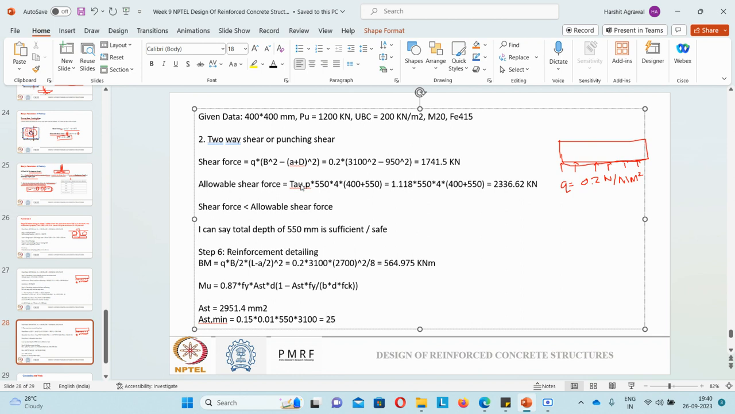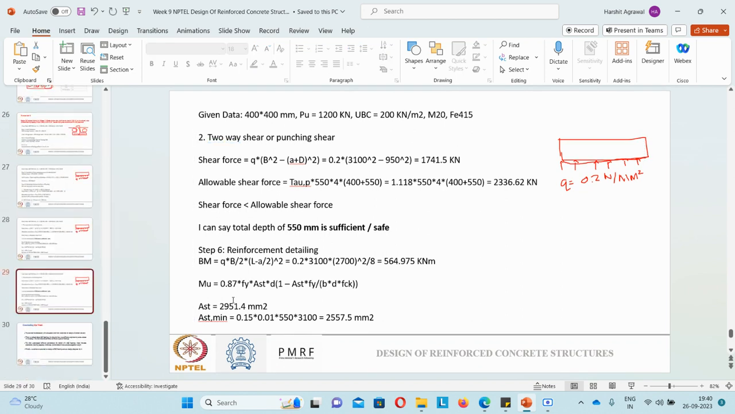So it will come out to be 557.5 millimeters square. Since my AST is more than AST minimum, I can say that my depth is sufficient. Okay, so we are safe. So this total depth is safe for all three criteria. Okay, like this we can also do.